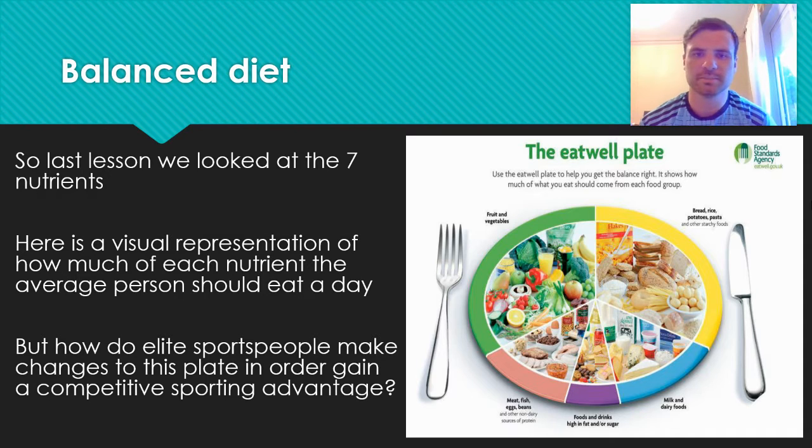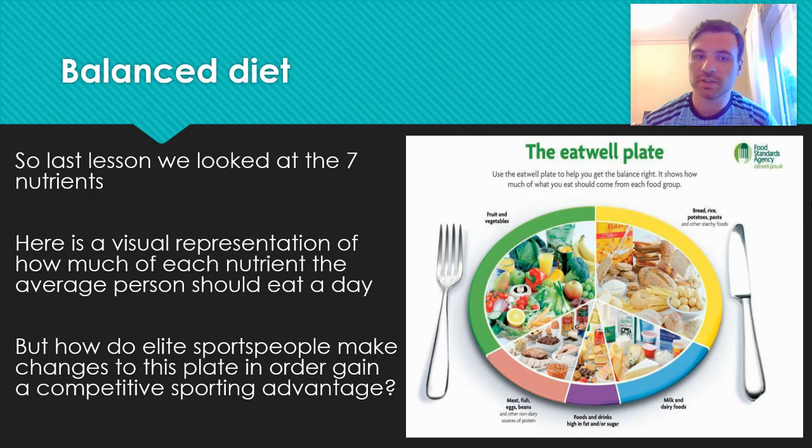A balanced diet. So what is a balanced diet? I want you to look at the image on the right hand side. And this is important as it is a visual representation of how much of each nutrient the average person should eat a day. I want you to focus on this specific question. How do elite sports people make changes to this plate in order to gain a competitive sporting advantage?